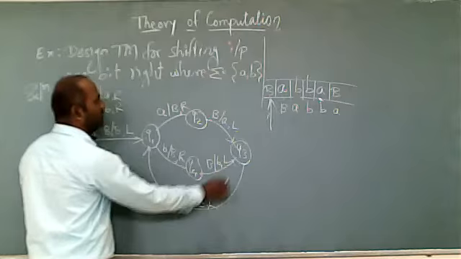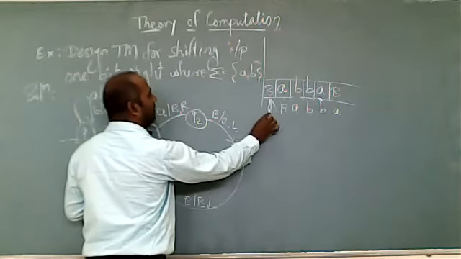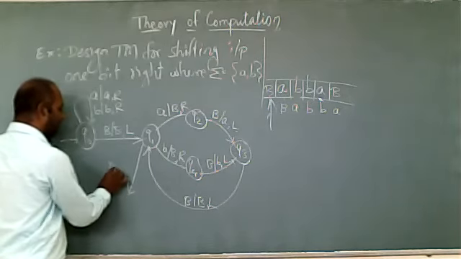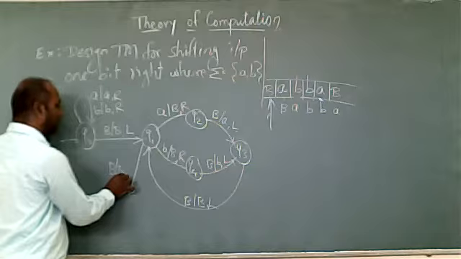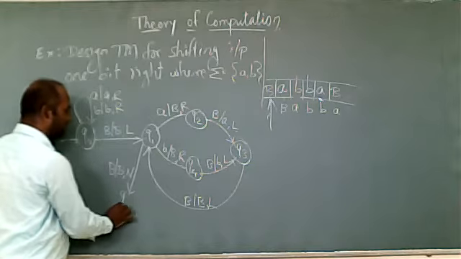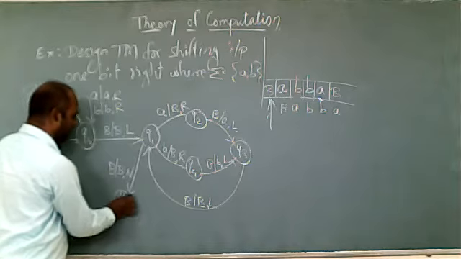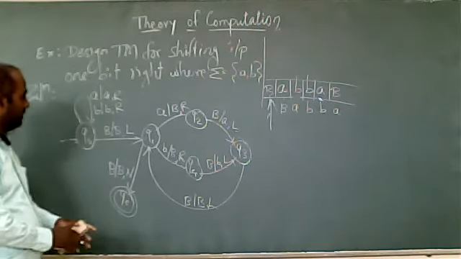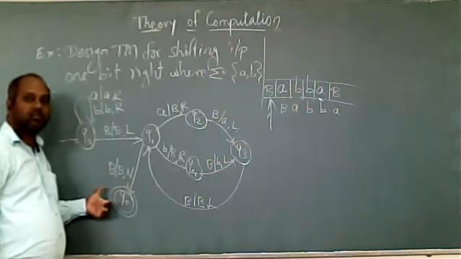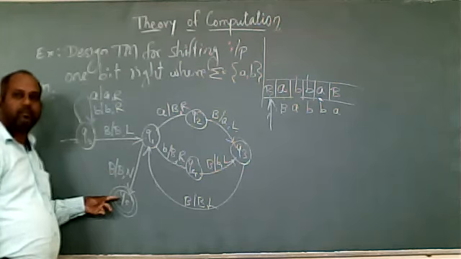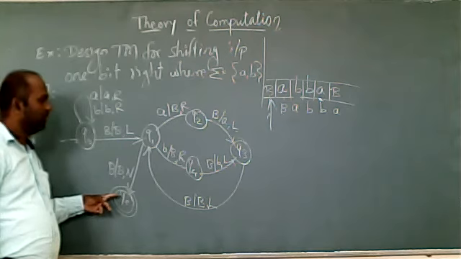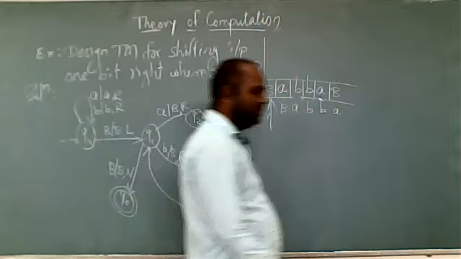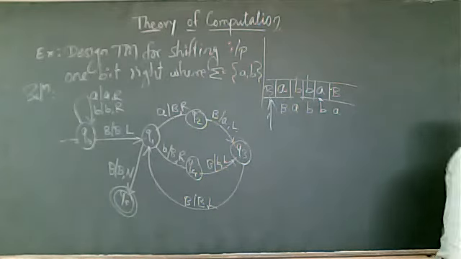So when blank as it is and left, it will get blank again here at Q1. If this blank is there, blank as it is and no operation, it will reach the final state. Try to understand when we are getting the final state. So that is the final state. Okay. So this is how you design the Turing machine for shifting the input one bit right.